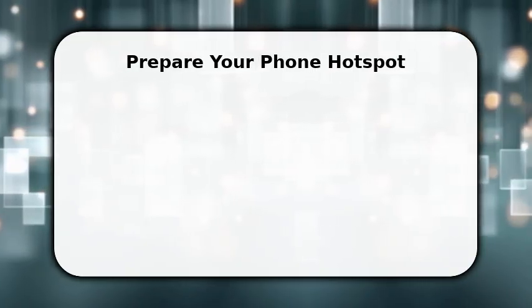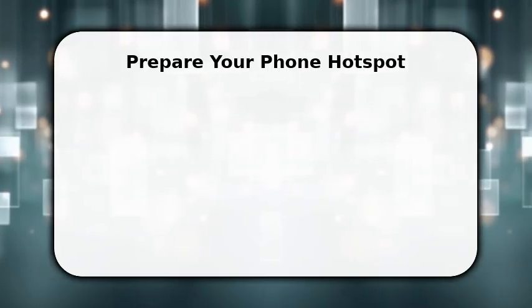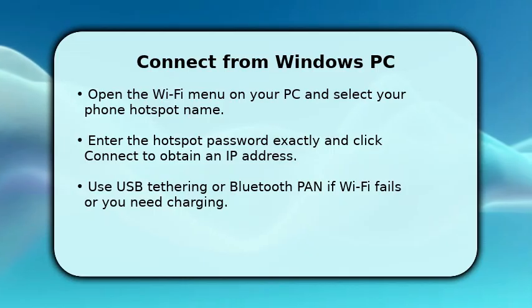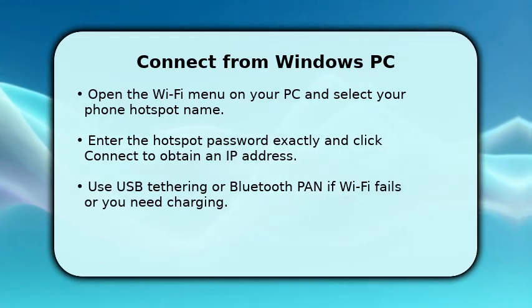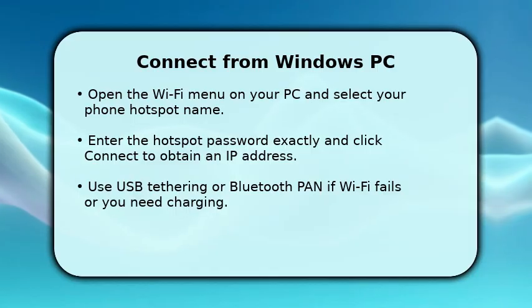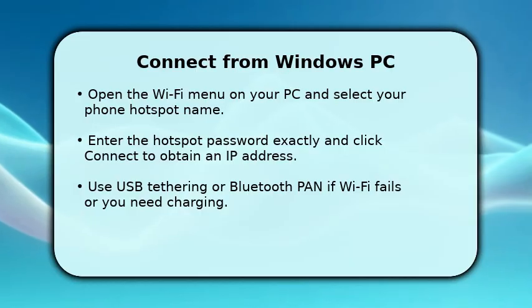On your Windows PC, open the taskbar Wi-Fi menu and locate your phone SSID in the list. Click the network, enter the hotspot password exactly as set on the phone, and select Connect. Wait for the system to obtain an IP address like 192.168.43.100 and confirm internet access in the notification area.